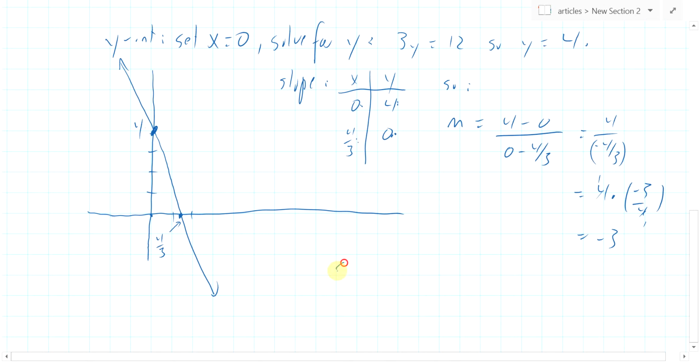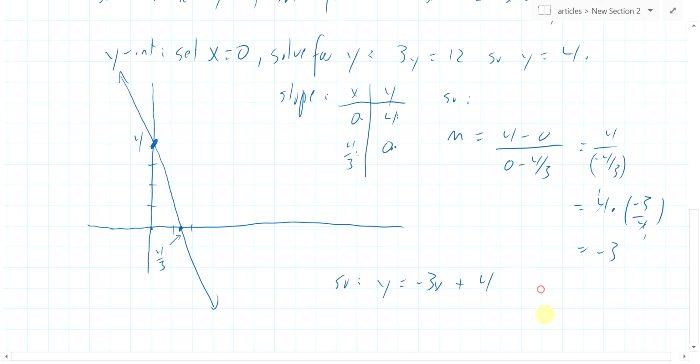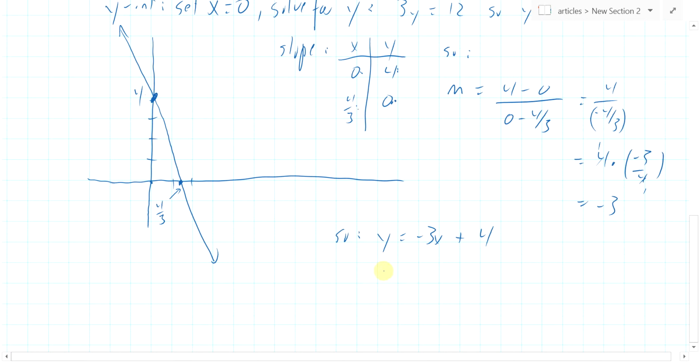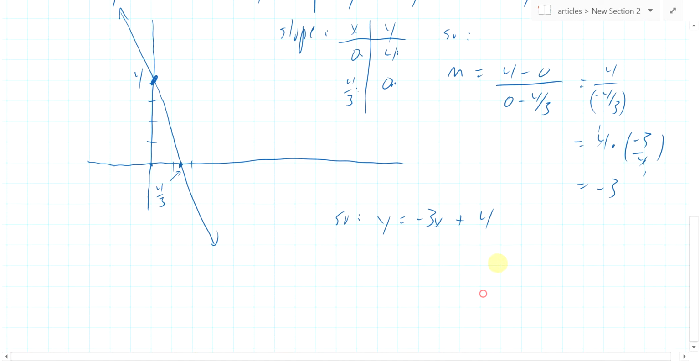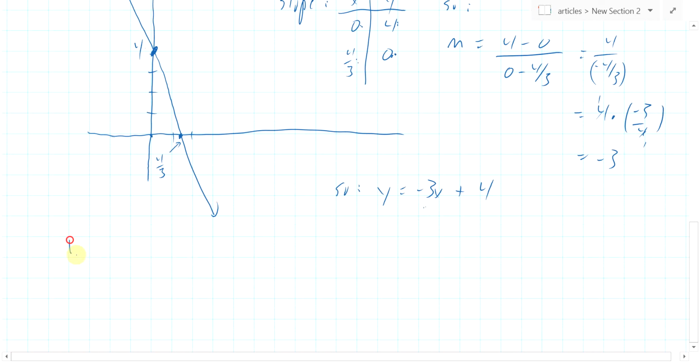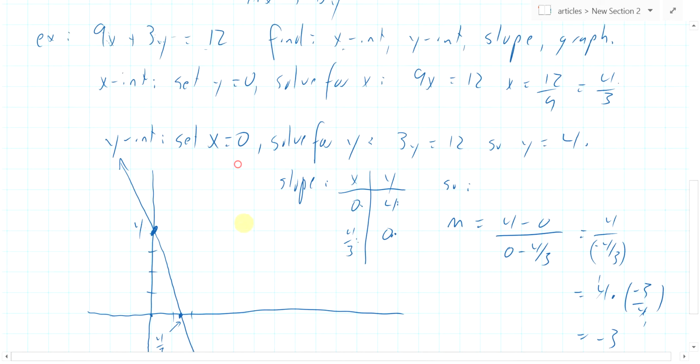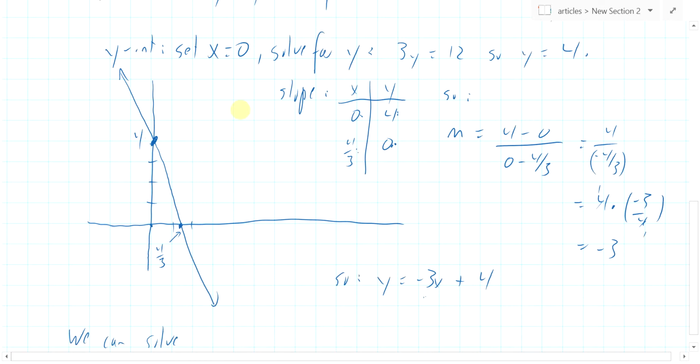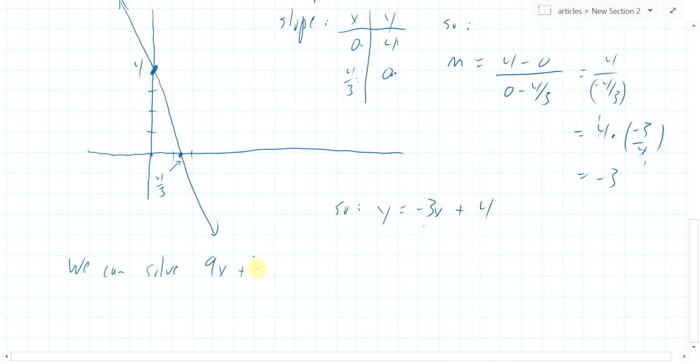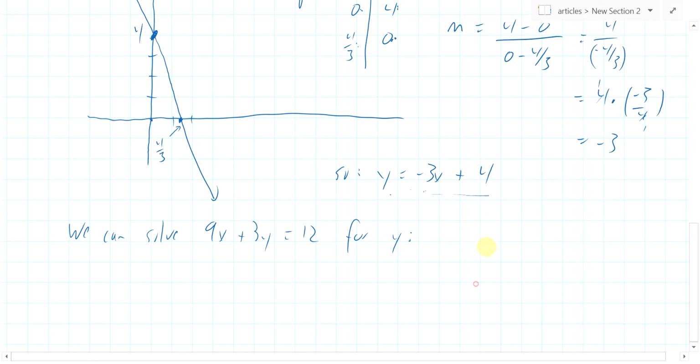Great. So the slope-intercept form of the line, we know the slope is minus 3, and we know that the y-intercept is 4. So y equals minus 3x plus 4. That's another equation of the line. We can get to this by solving the standard form. So if we take 9x plus 3y equals 12, and we solve it for y, we should get this form up here.